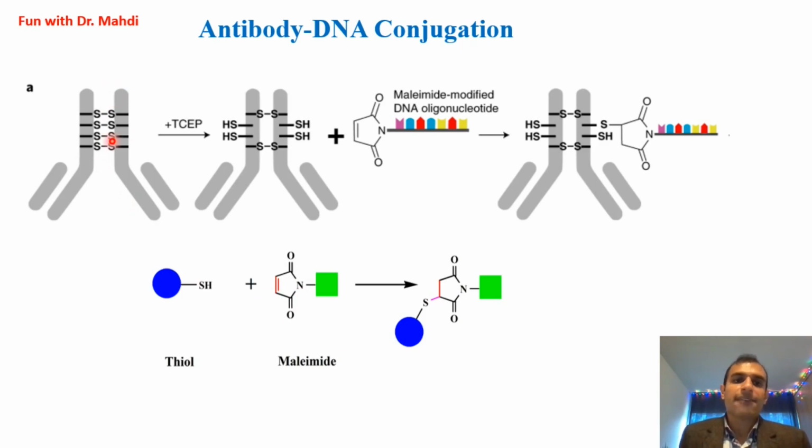For example, here we have antibody, we have immunoglobulin antibody. In the structure of antibody, we have disulfide bond. First, we need to use tris(2-carboxyethyl)phosphine for reducing disulfide bond, and after that, we will have thiol. In the structure of DNA, we need to have maleimide, and after a click reaction between thiol and also maleimide, we will have antibody DNA conjugate.